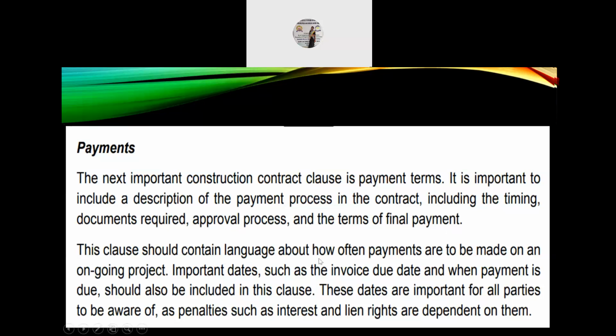This clause should contain language about how often payments are to be made on an ongoing project. So important dates such as the invoice due date and when payment is due should also be included in this clause. These dates are important for all parties to be aware of, as penalties such as interest and lien interest are dependent on them.